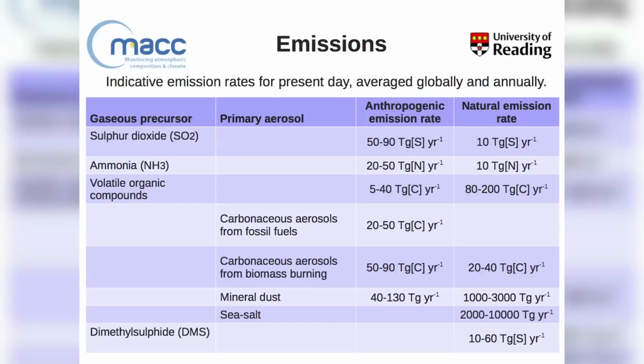So here in this table, I give you some indication of the strength of the different emissions for different species. So it's very much indicative. First of all, because you can have relatively large variability from one year to the next, and also because emissions are typically very uncertain.